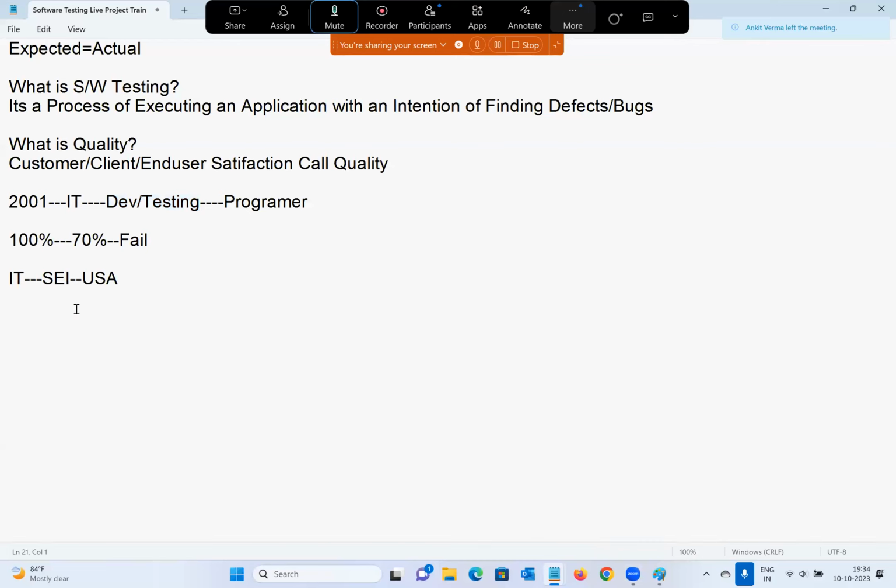Guys, in the whole world, without testing there is no software in the market. Even artificial intelligence, robotics, ChatGPT, anything is delivered to the market only after being tested. In the whole world, you can't find even one software without testing. That much testing is important.